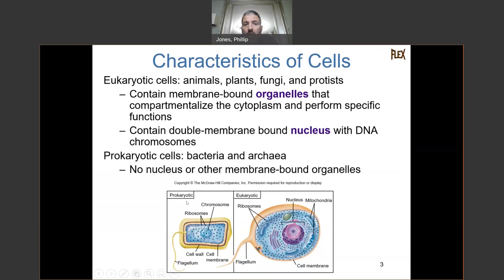So here's a prokaryote. And you'll see that it has a little bit different structure. There's a cell wall, cell membrane, and then flagella. I talked about those in the lab. So these are going to be for motility. And we'll see that towards the end of the course.